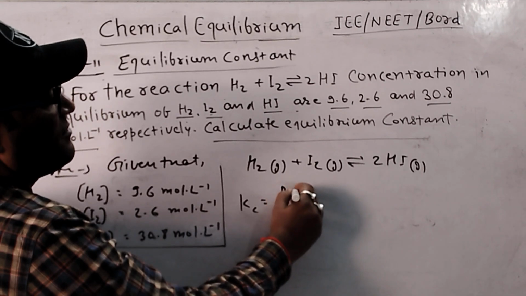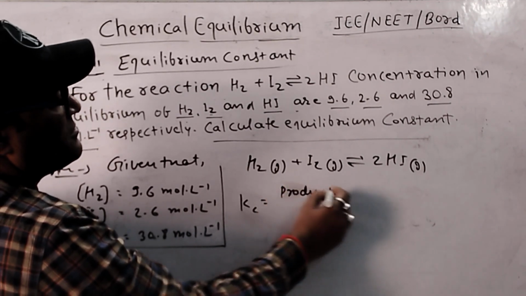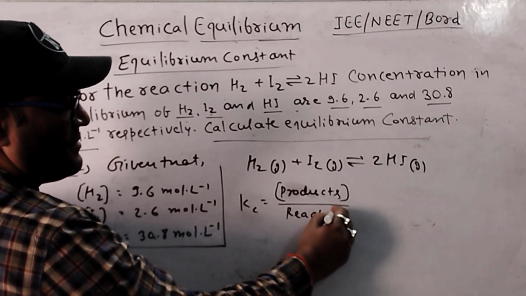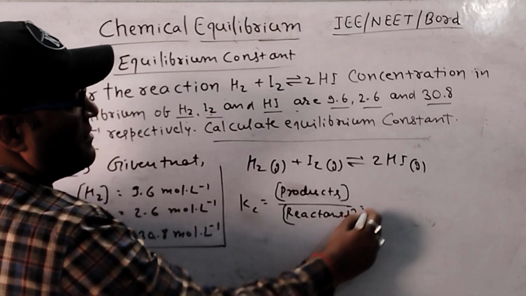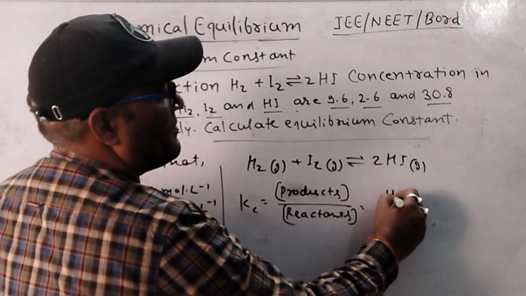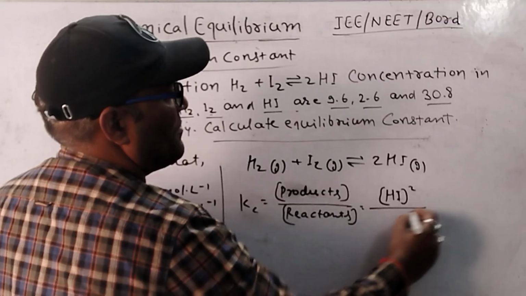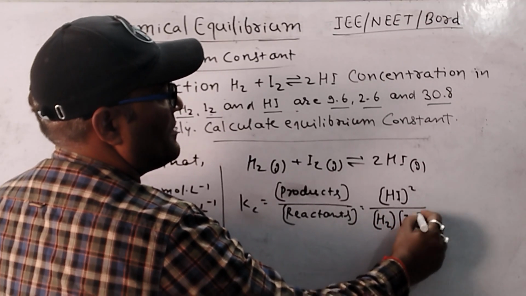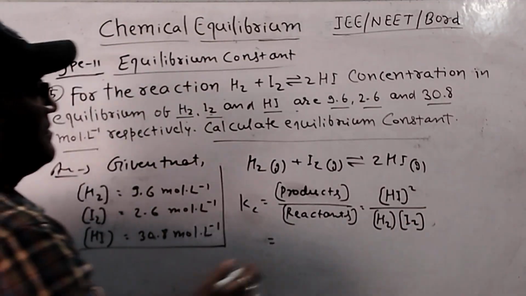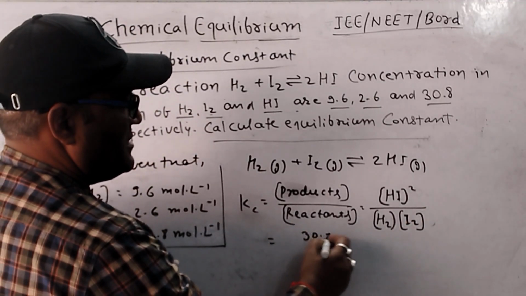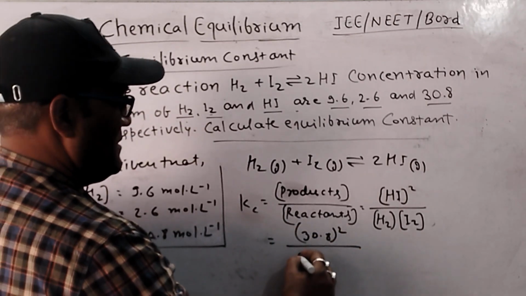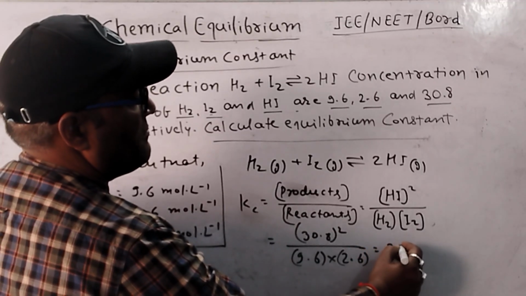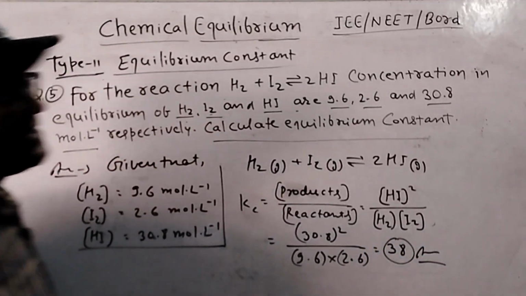Now concentration of products divided by concentration of reactants. So we can write concentration of H2 into concentration of I2. Now 30.8 square over 9.6 into 2.6 is equal to, after calculation, we get 38 as the answer. So you can take a screenshot.